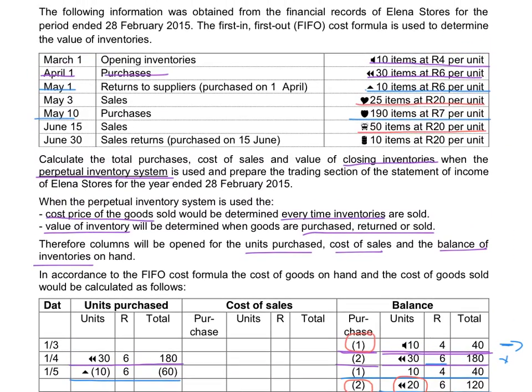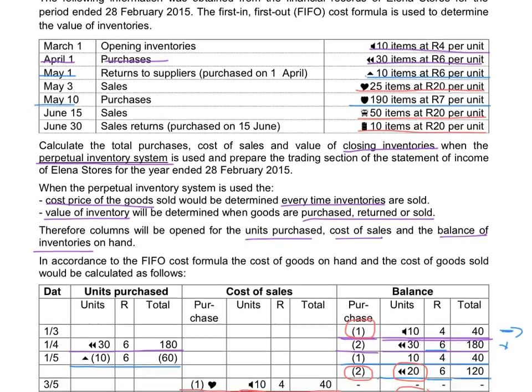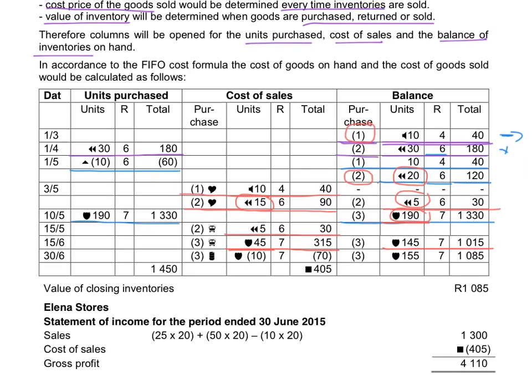Then we have sales returns. So some of the customers are not satisfied with the goods that they bought on the 15th, and they return 10 units at 20 Rand each. Remember, the 20 Rand again is the sales price, so we don't record the sales price. We look at what was the cost price of the articles.